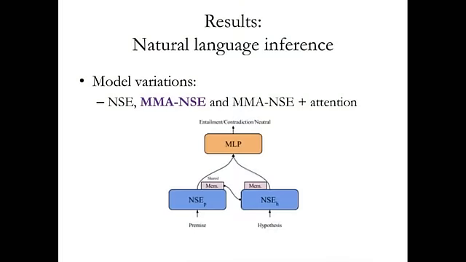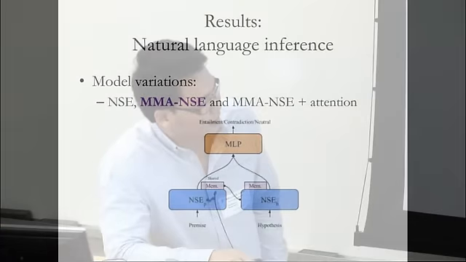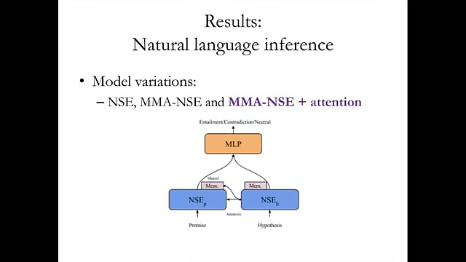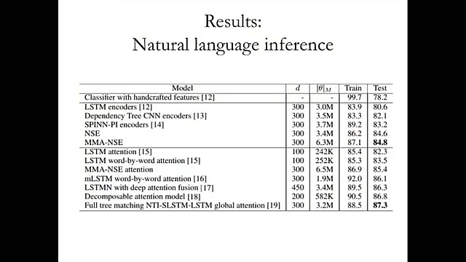And the second method is shared. So we share the first sentence memory with the second sentence, or hypothesis. And then we also connect them with attention. So now it attends over the hidden state in addition to the memory. So one more connection there.